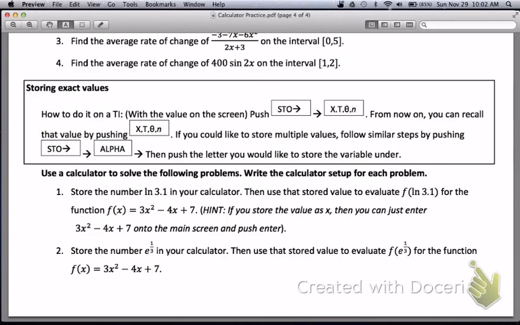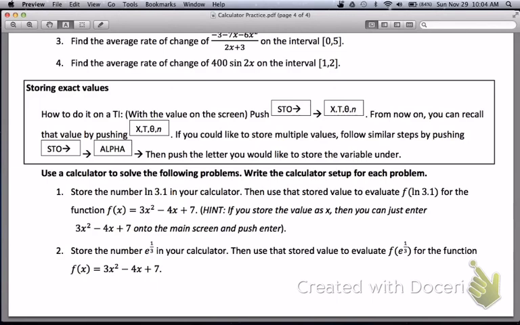So here is what I want to show you. I think this is a pretty cool function, especially because it's not something you guys are probably familiar with yet. It says that you can store a value into your calculator and recall it later. With the value on the screen, push store, and then push this X,T,theta,n button. So I'm going to store ln of 3.1 into my calculator. Here's how I go about doing that.